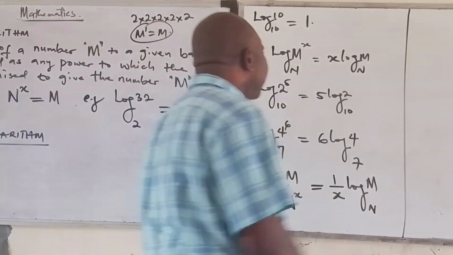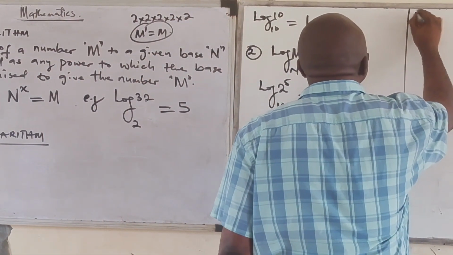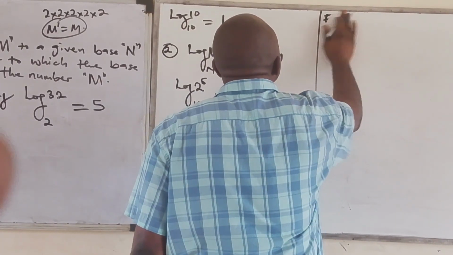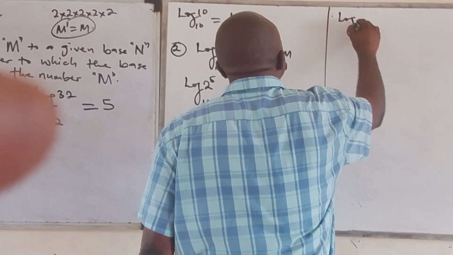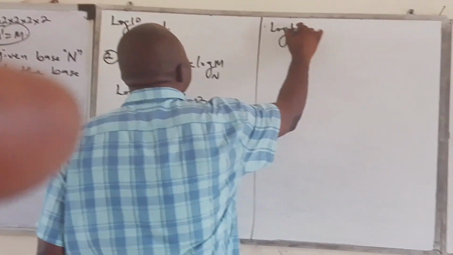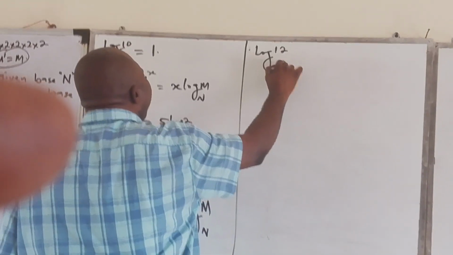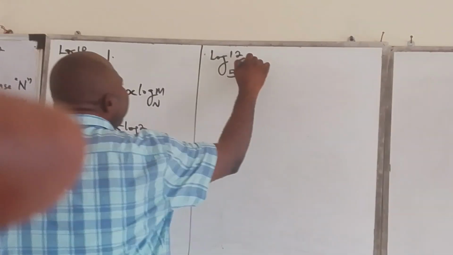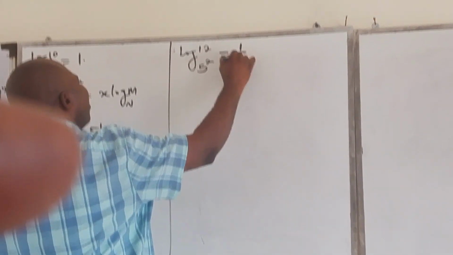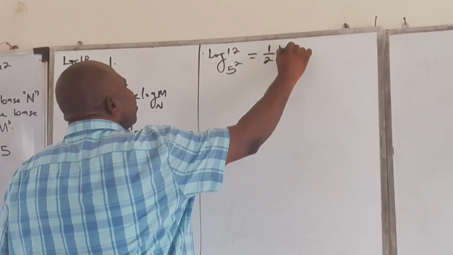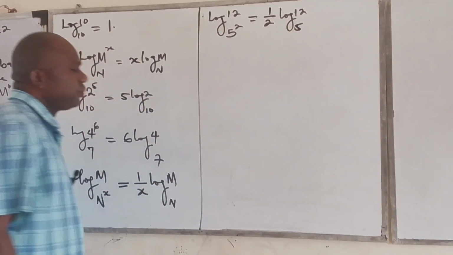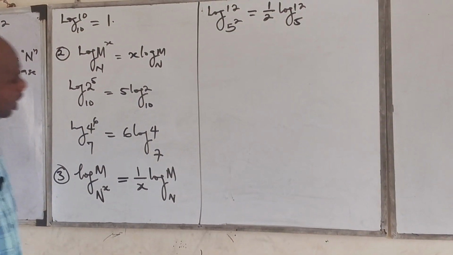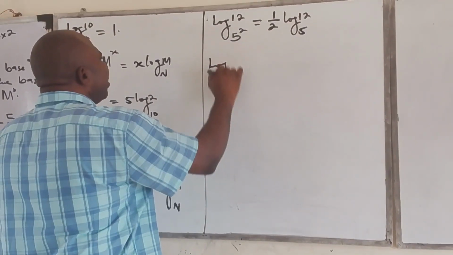Now, for example, if you have log 12 base 5 raised to the power of 2, this is the same as saying 1 all over 2 log 12 base 5. Now, let's do another example.